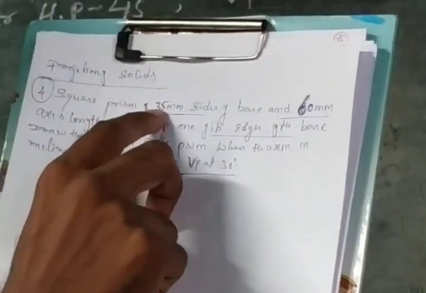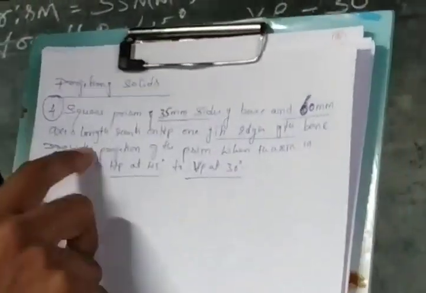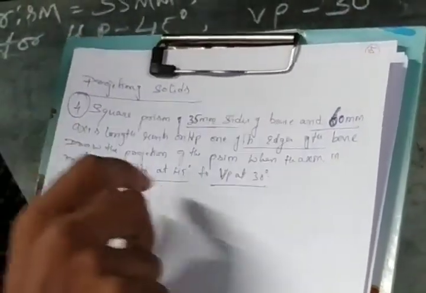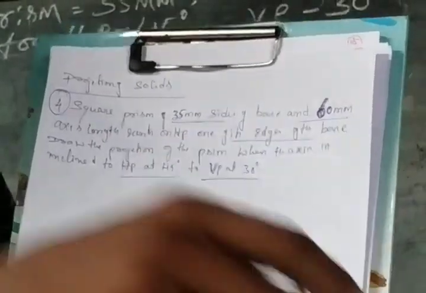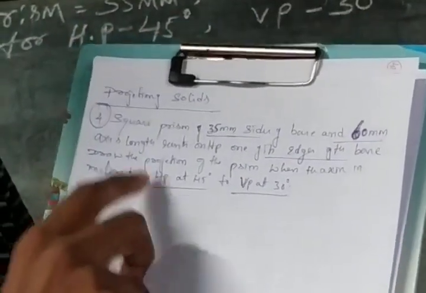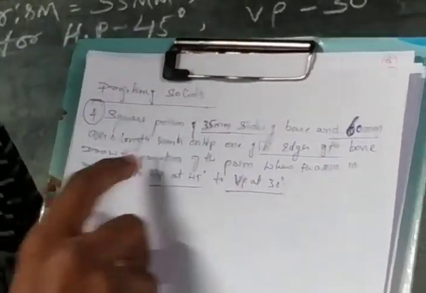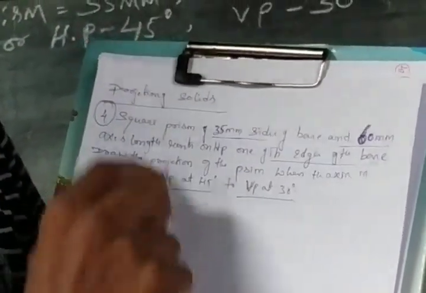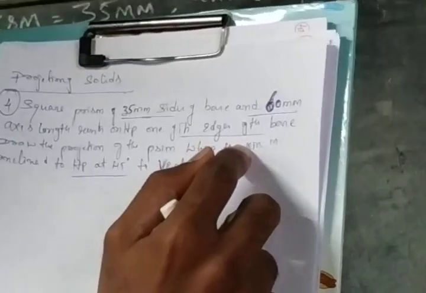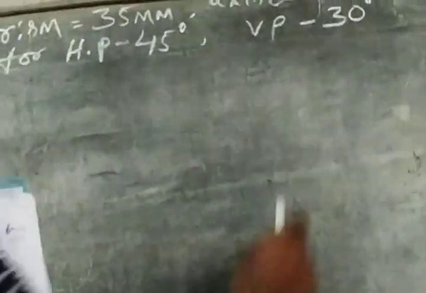In this problem we have to observe that it is a prism-based problem. The base is a square with 35 mm sides, and the axis height is 60 mm. It is an edge condition, because they clearly mention one of its edges. And it is the locus method, because the axis is inclined to both HP and VP.